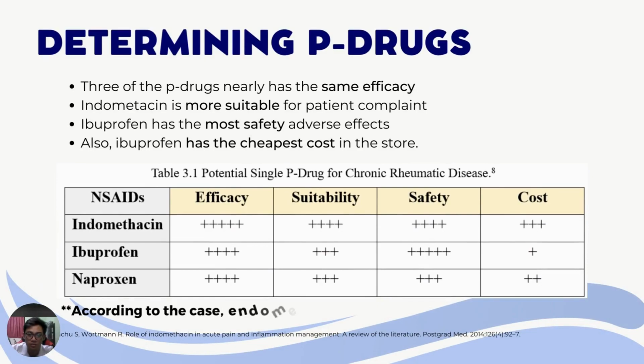In the NSAID group, we select three kinds of drugs that are most frequently used for the treatment of rheumatic disease: ibuprofen, naproxen, and indomethacin. Actually, all three have the same potential as P drugs because their efficacy is similar. But the difference is that indomethacin has a more stable half-life duration than the others. Ibuprofen has an advantage in safety and cost, and if we choose naproxen, it will need an additional compound to make a good drug. But indomethacin is most suitable for the patient because it can cure the early morning pain. So indomethacin is the right P drug for the patient.